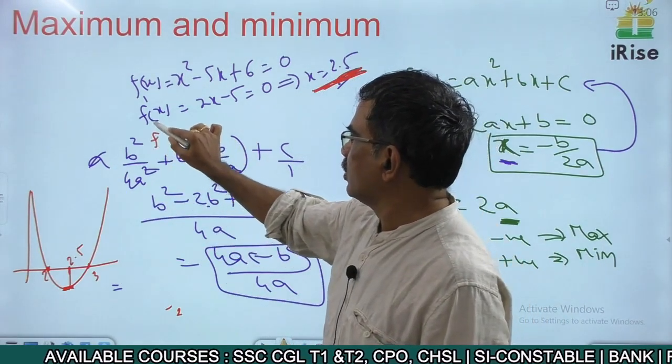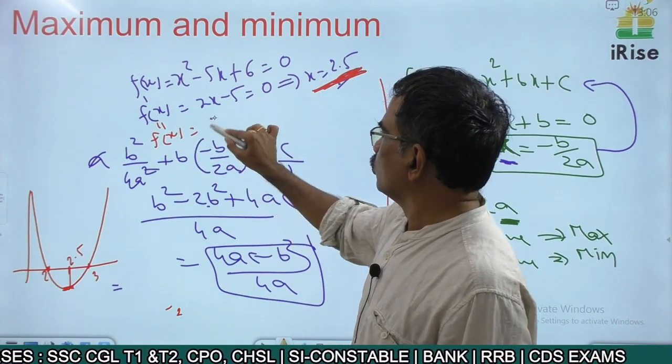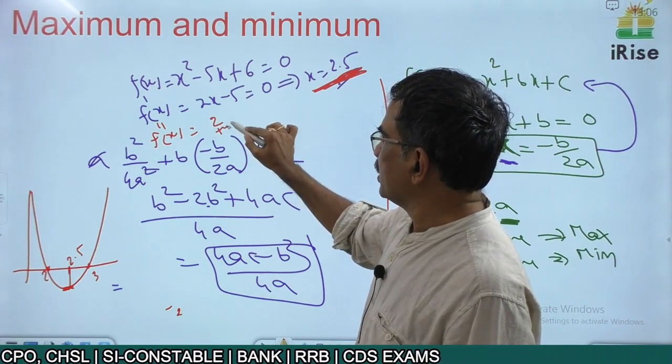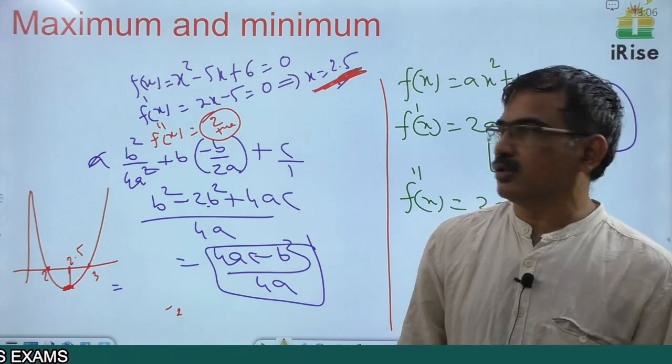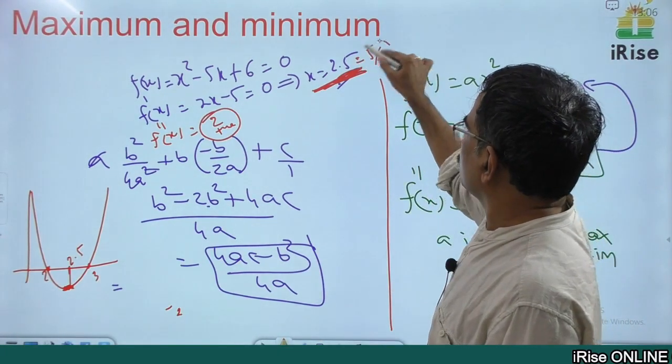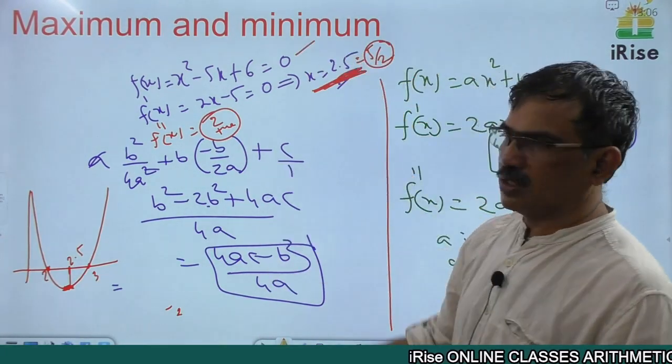Next, what is f double dash x? 2, which is a positive number. Second derivative positive means minimum value exists. So this is 5 by 2. Substitute 5 by 2 in the original equation, we get a minimum value.